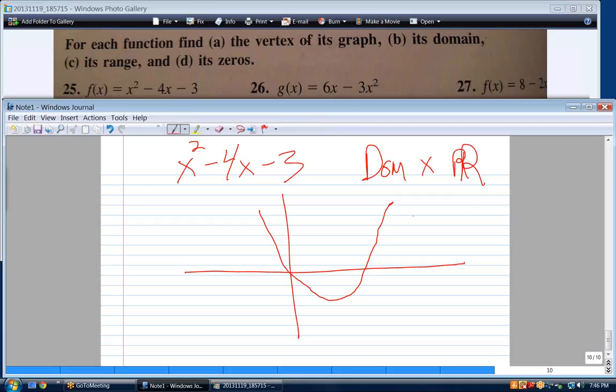Uh-huh. Now let's look at the graph as to why that's the case. We are looking along the x-axis. Let's look as far to the left as I can and as far to the right as I can. Can you see why it has to be all real numbers?